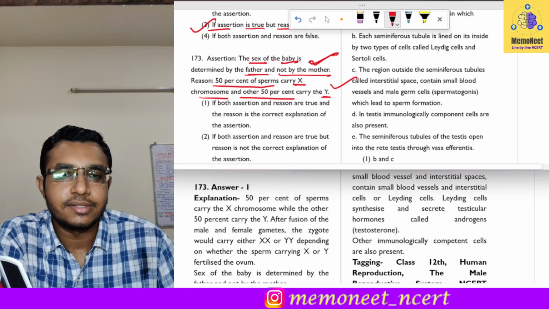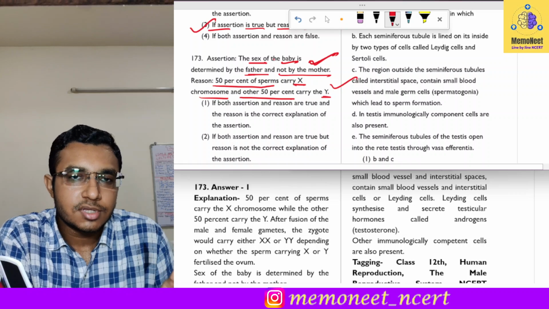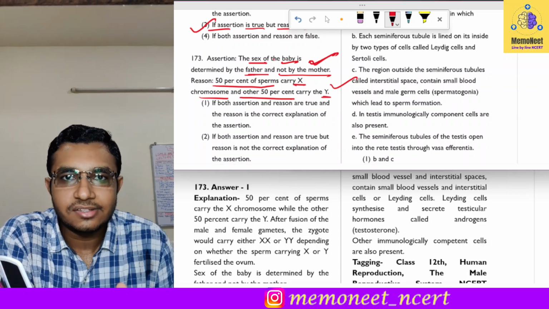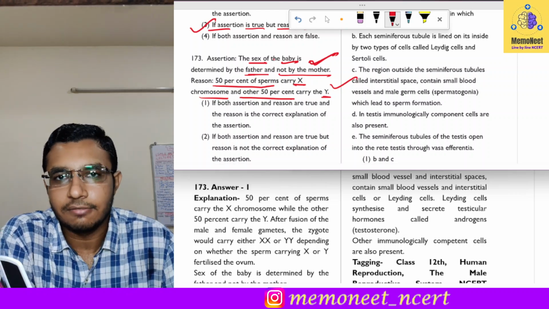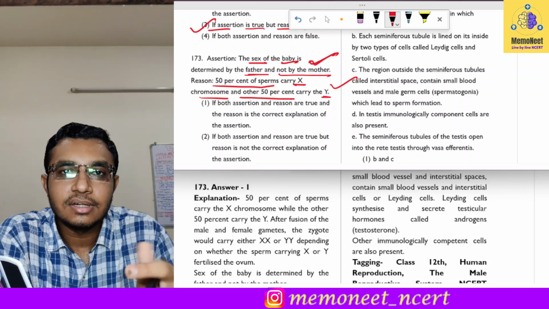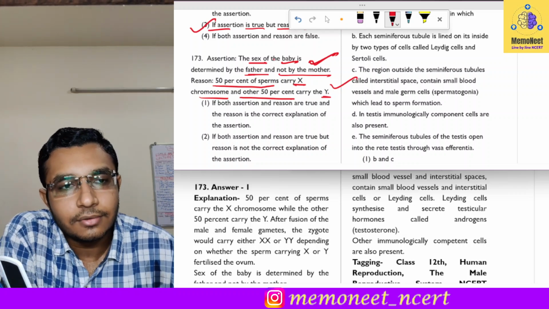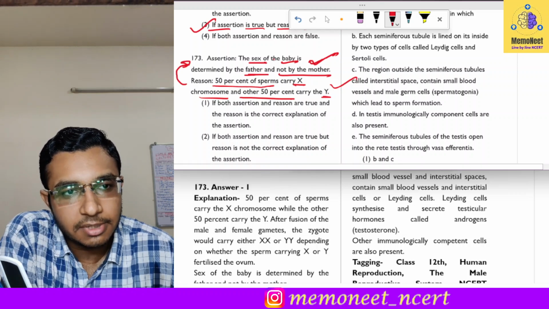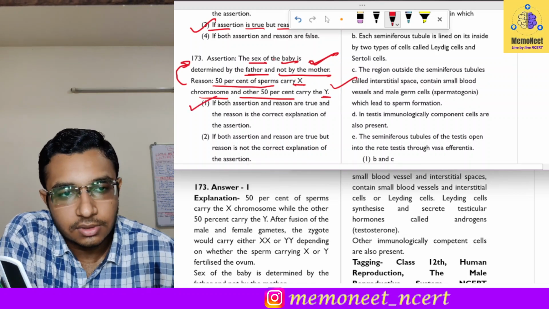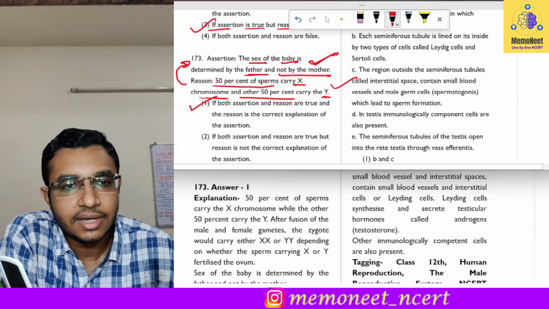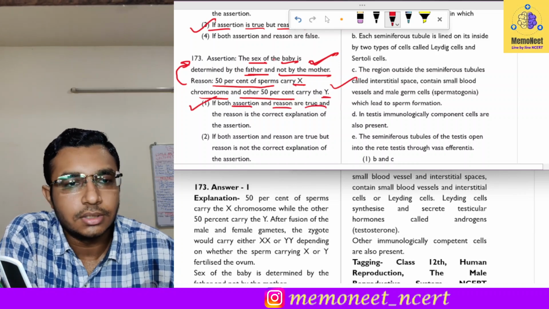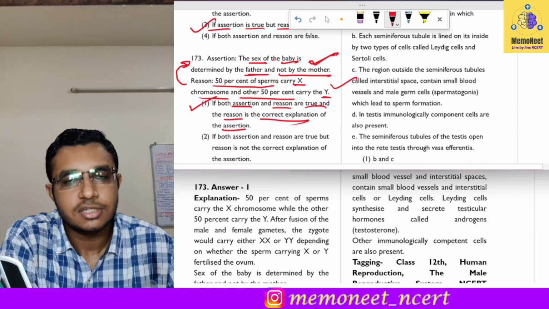As we discussed, in the male, 50% of the sperms will contain X chromosome and 50% will contain Y chromosome, and that is responsible for the sex determination of the baby. So the reason is also correctly explaining the assertion, and so the answer of this question is option 1, that is both assertion and reason are true, and the reason is the correct explanation of assertion.